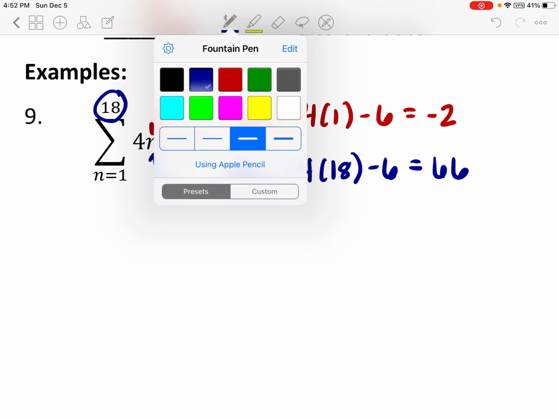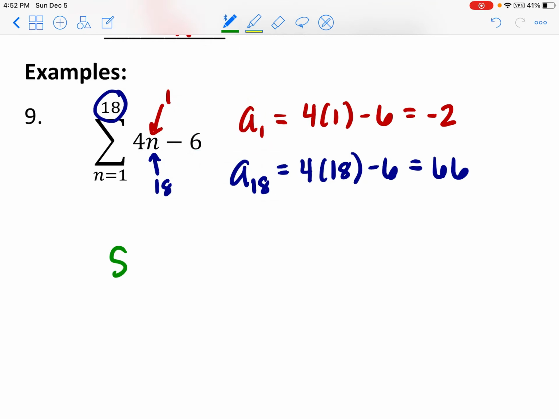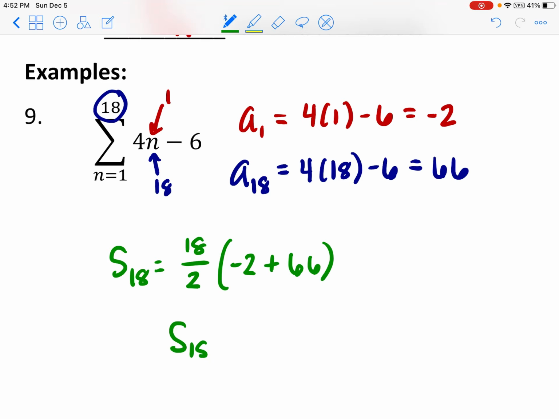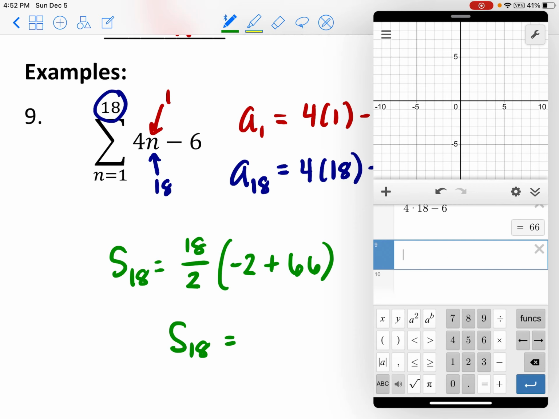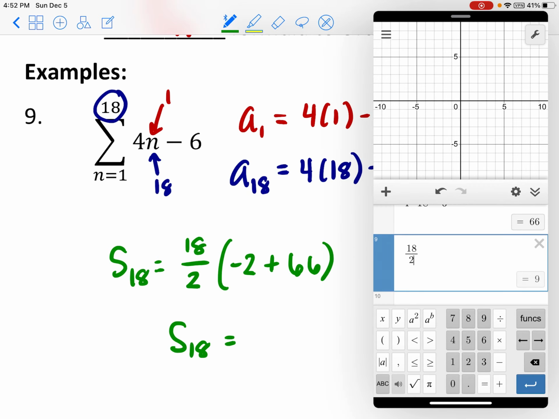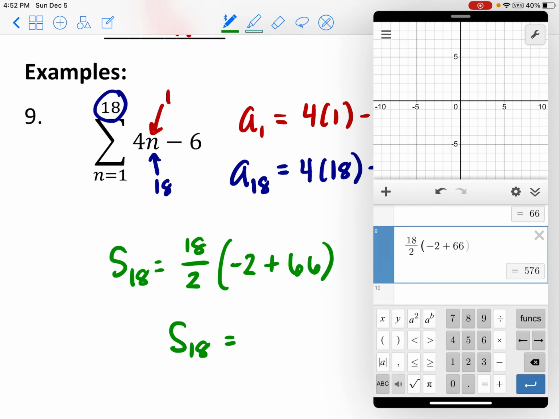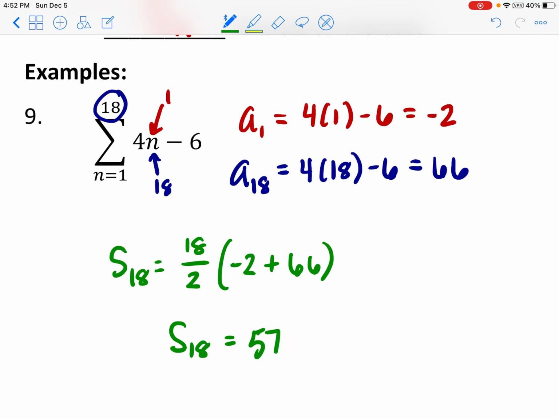And now I can find the sum. So I'm looking for the sum of those 18 terms. It's 18 divided by 2 multiplied by my first term added to my last term. And so the sum for these 18 terms would be 18 divided by 2 multiplied by negative 2 plus 66, which is 576. Okay?